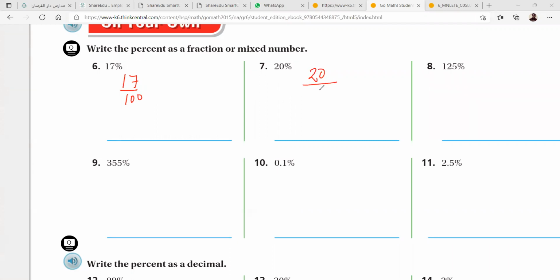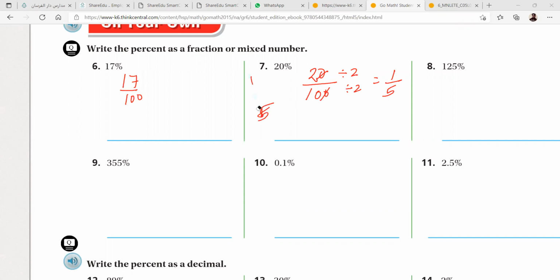20 over 100. Okay, then 0 and 0 is cancelled. You have 2 over 10. 2 over 10, when you divide by 2, you get 1 over 5. Even you can do this way, girls, how I teach you. 2 times 1 and 2 times 5. This is simple.